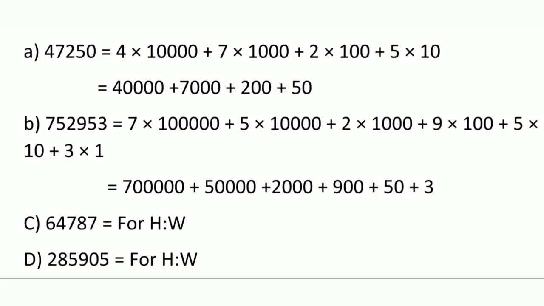47,250. If you read 47250, it can be read as 47,250. For writing the expanded form, we just have to look at the place of each digit. Starting from the 4, it is on the 10,000 place. So we multiply 4 with 10,000, plus 7 which is on the 1000 place, 7 into 1000, plus 2 which is on the 100 place, 2 into 100, plus 5 which is on the tens place.